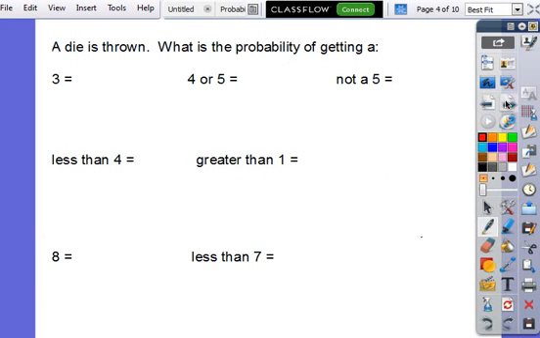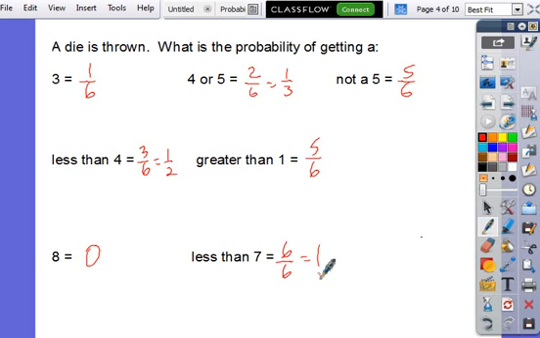All right, a die is thrown. Remember, what do we have on a die? 1 through 6. So a 3, well, there's only one of those. 4 or 5, that's 2 choices, which simplifies to 1/3. Not a 5 would be 5 total things. Less than 4 would be 3 over 6, which is 1/2. Greater than 1, 5 over 6. 8, no, there ain't no 8s on there. Less than 7, everything, so 6 over 6 or a 1.